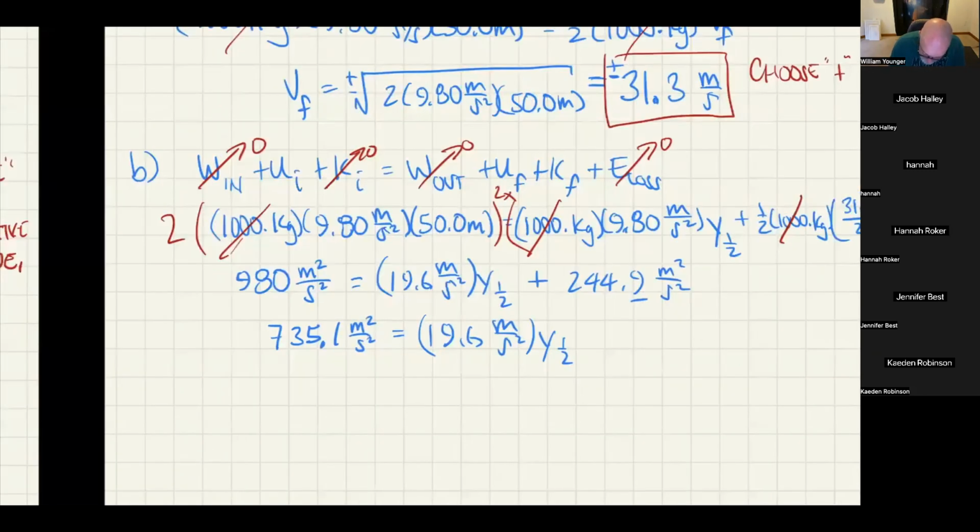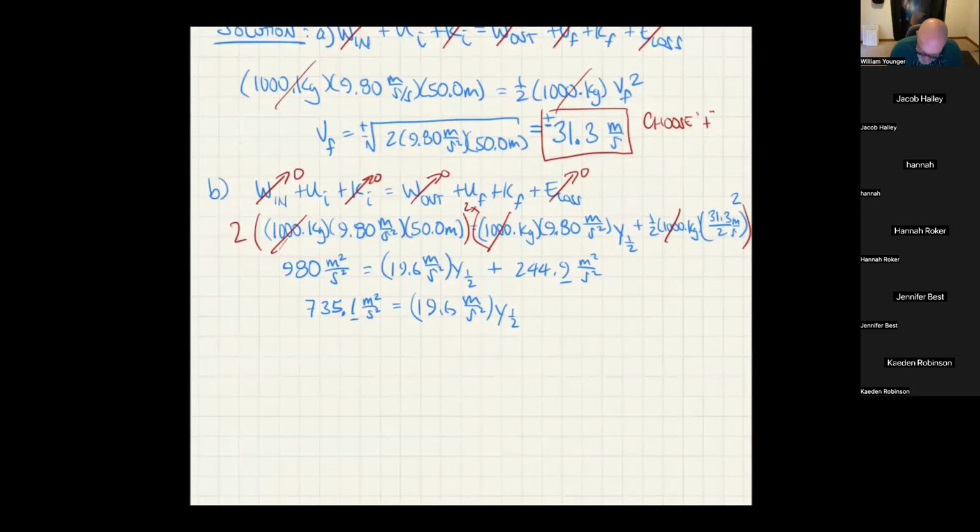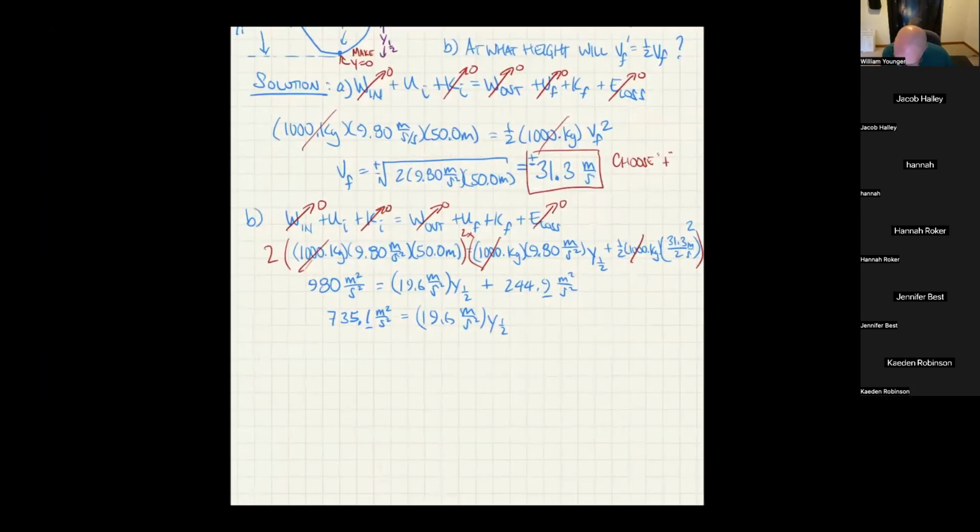And that's 1 extra sig fig there, so I'll underline that. Now I just take that 735 and divide it by 19.6, and that's going to give me 37.5 meters. So y 1/2 is equal to 37.5 meters.